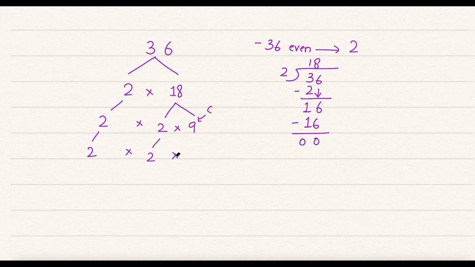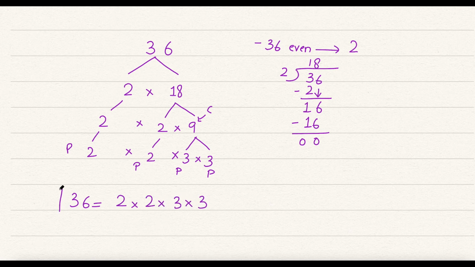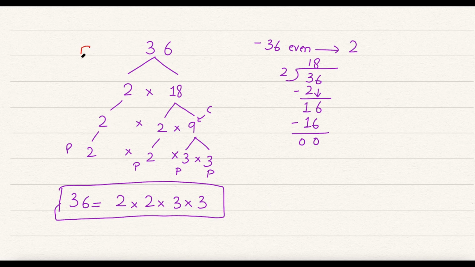Then you will copy multiplication and then you will branch out the number 9. 3 times 3 is 9. 2 is a prime number, 2 is a prime number, 3 is a prime number, and 3 is a prime number. You can write 36 as 2 times 2 times 3 times 3. 36 can be expressed as the product of prime factors. This is called the factor tree.